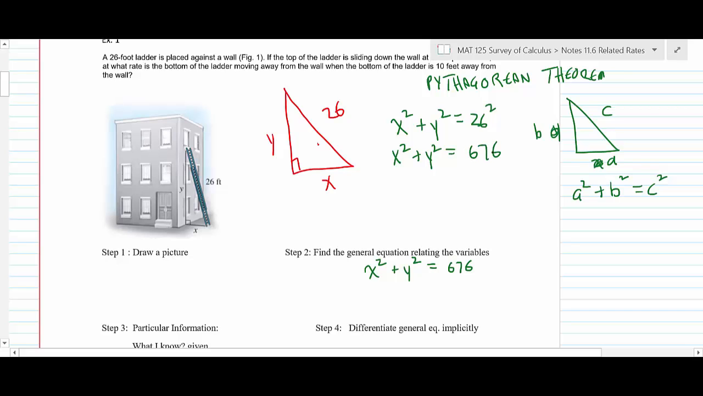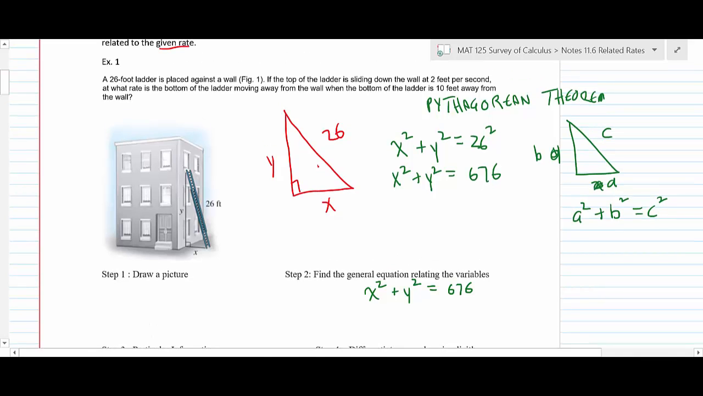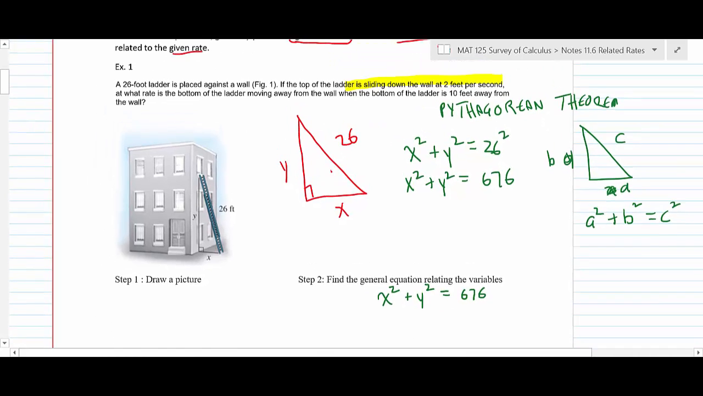If you have a diagram, you've got to know how to relate those things. Now here's the part that students sometimes don't do well with: knowing what you're given and what you're trying to find. First of all, this is a real key right here. It says the top of the ladder is sliding down the wall at 2 feet per second. That's a rate. Why is it a rate? Because it says feet per second. That's the rate that you're given.